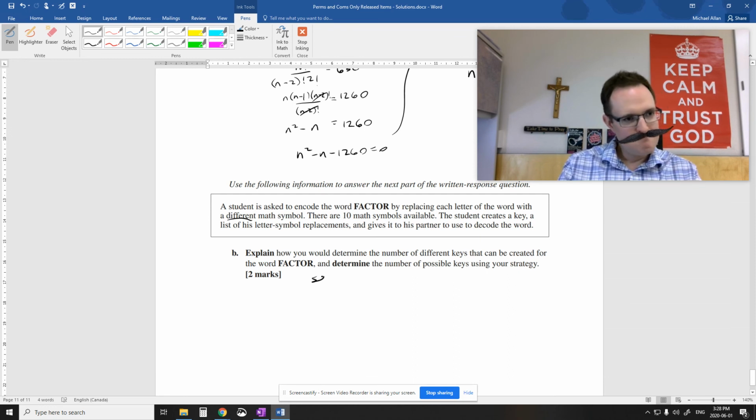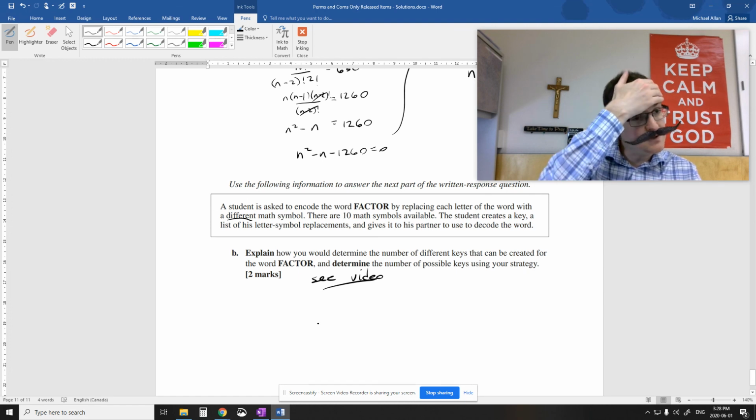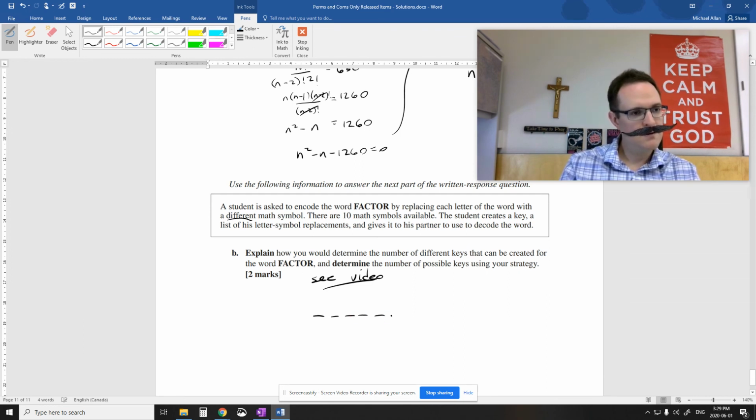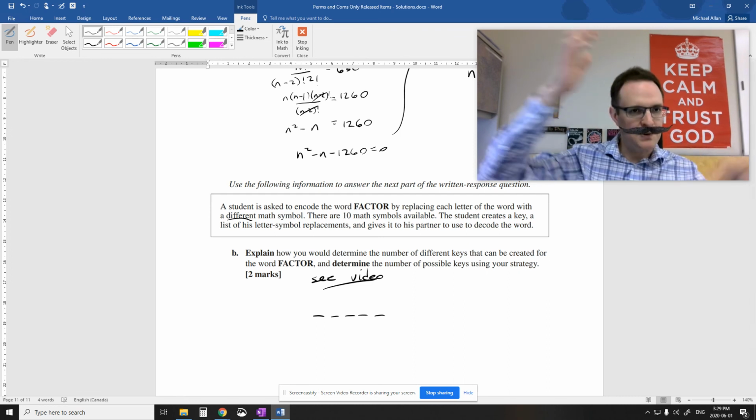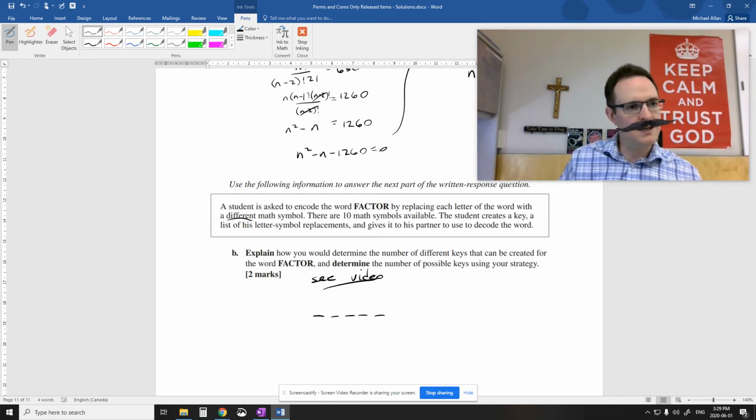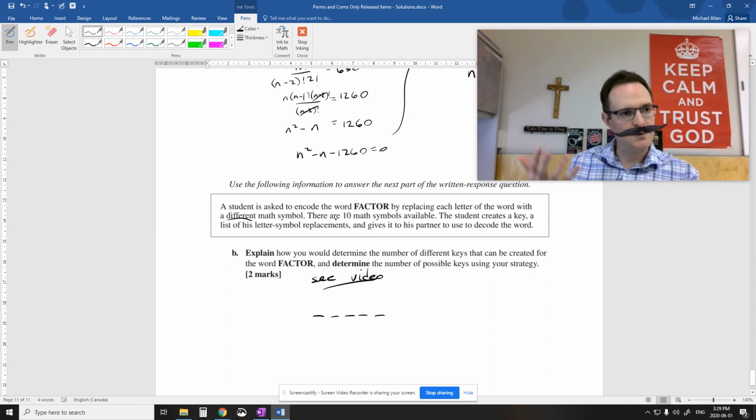Now, hopefully you'll see me talking here. Okay, so I'm sure there's a bunch of different ways you can do this question. But the way I would approach this question would be, I have 6 letters. Now the question is, is he creating a key for the whole alphabet, or just for these 6 letters? Okay, that makes sense. They can't create a key for the whole alphabet because we have 26 letters, but we don't have 26 symbols.